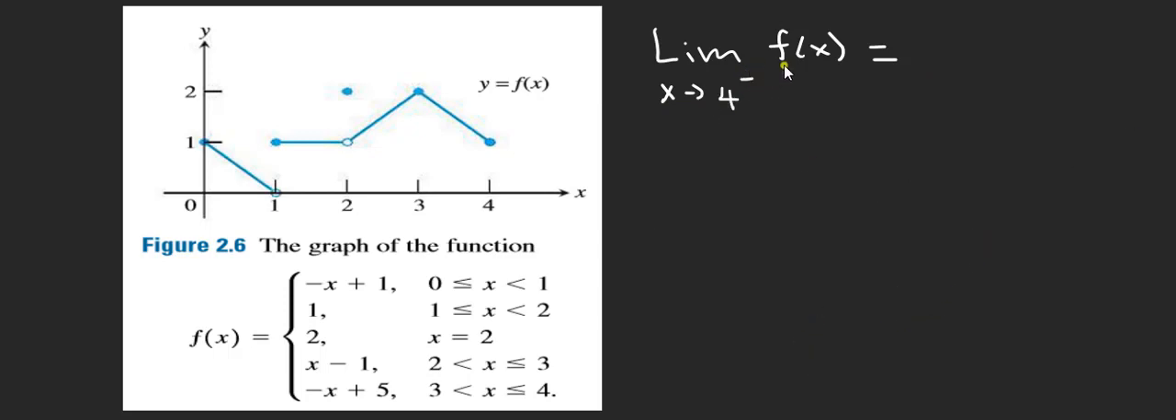And what is the limit of f of x as we approach 4 from the left? Now notice, we can only approach 4 from the left because there's no graph on the right side of 4. As we approach 4 from the left, we're getting very close to 1. So that'll be the answer.